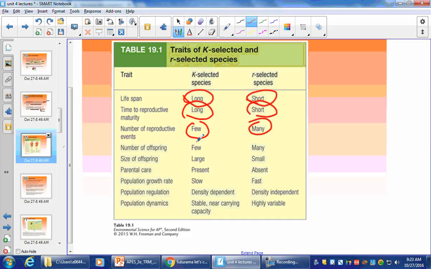Bats are going to be in this too. A lot of these bats, like the ones in your FRQ. Size of offspring are large, right? Baby elephants, like 200 pounds. It's crazy. Parental care is there. You see little pachyderms taking their babies around. Population growth rate is slow. And what you need to know about these guys is that they have higher survivability per species over time. And that's what we're talking about here with lifespan.